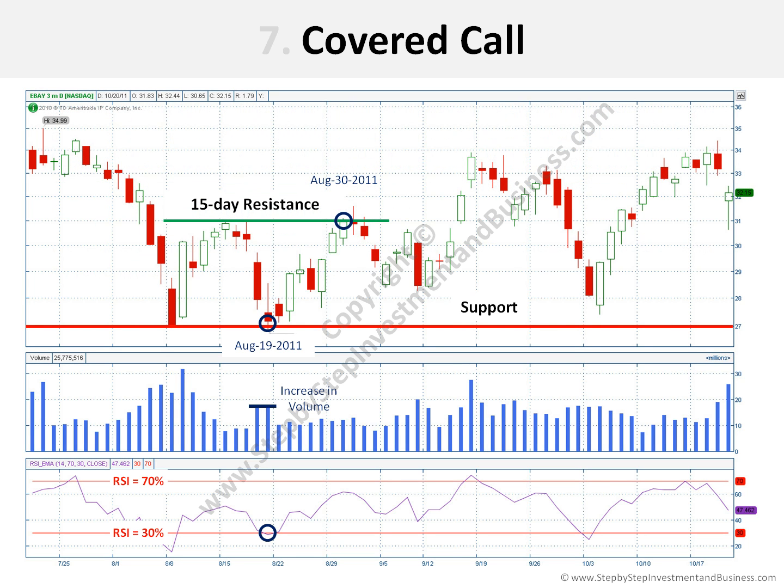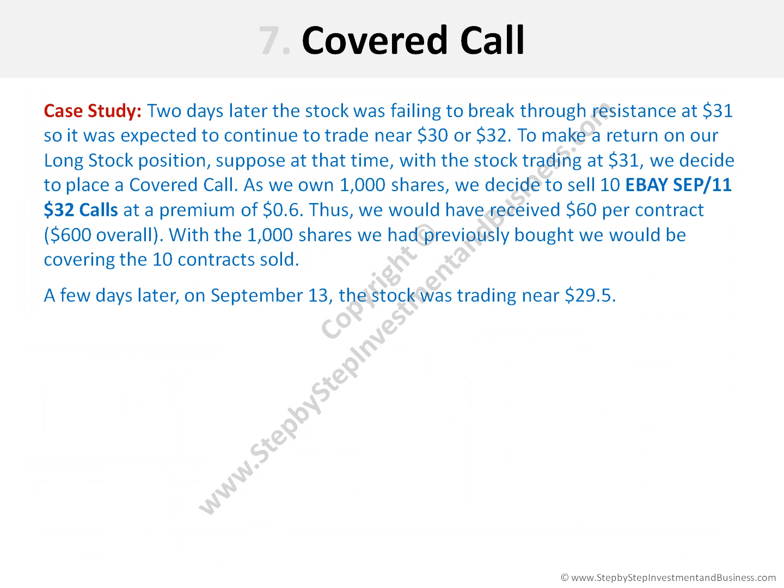That can be seen here. We bought the shares on August 19, the day we got the bullish signal, and a few days later, on August 30, the stock reached the price of $31, touching the 15-day resistance. 2 days later, the stock was failing to break through resistance at $31, so it was expected to continue to trade near $30 or $32.